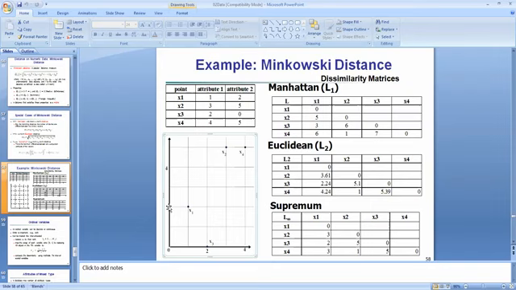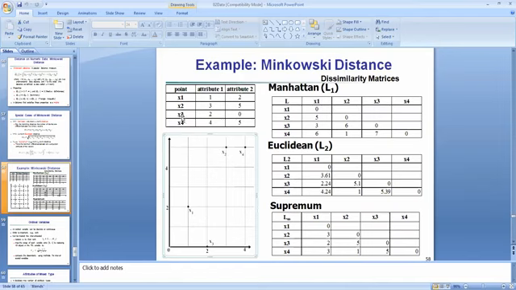Attribute 2 is 2. You can plot here. You can see over here the attributes of x1: the first attribute is 1 and the second attribute is 2. If you talk about x2, the first attribute is 3 and the second attribute is 5.